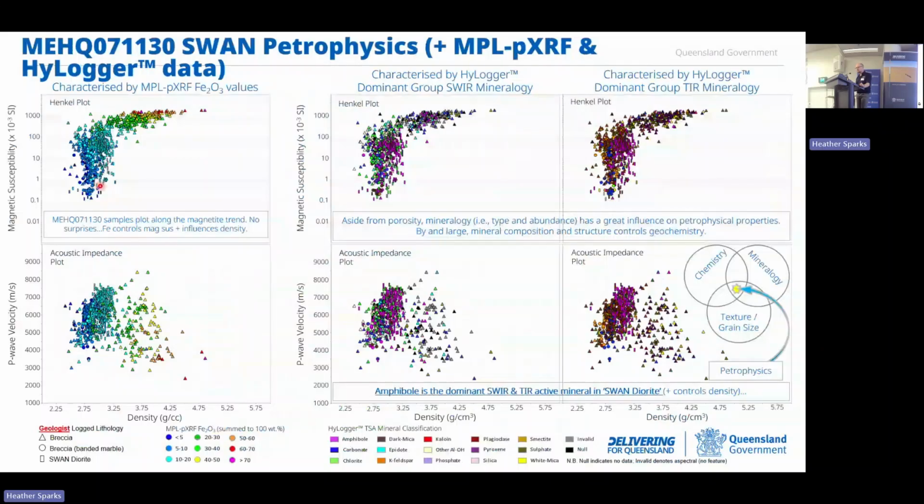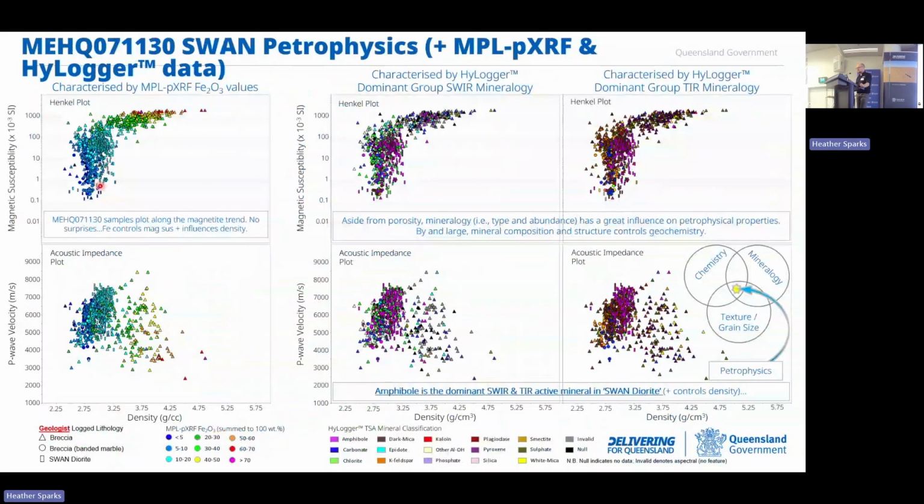density. On the bottom plot, we're looking at our acoustic impedance, and if you look closely, you can see the points are also shaped. The triangles have been logged as a breccia, and our rectangles are logged as the Swan diorite. You see a clear decrease in velocities of the breccia compared to the more competent Swan diorite again.